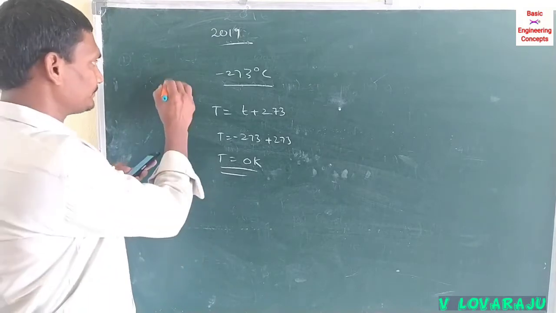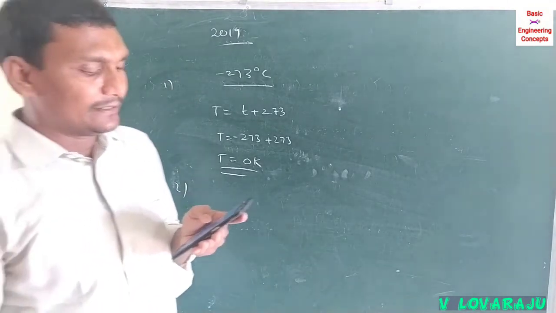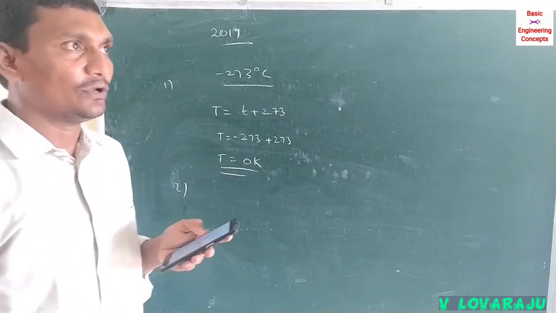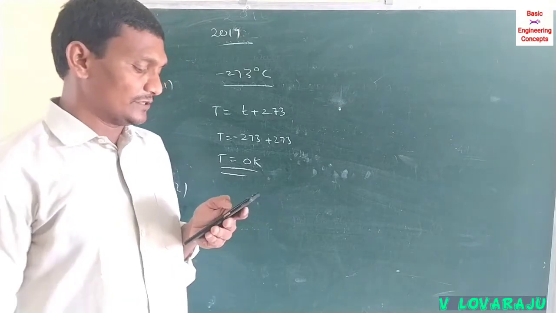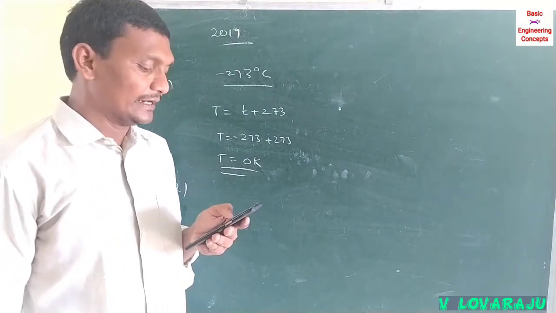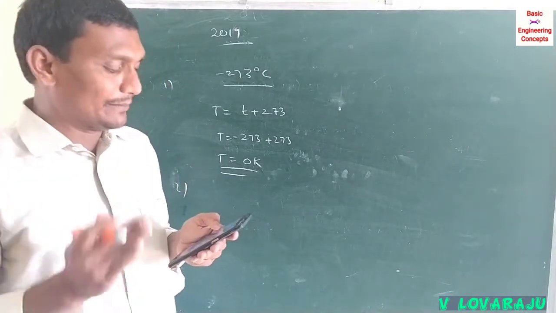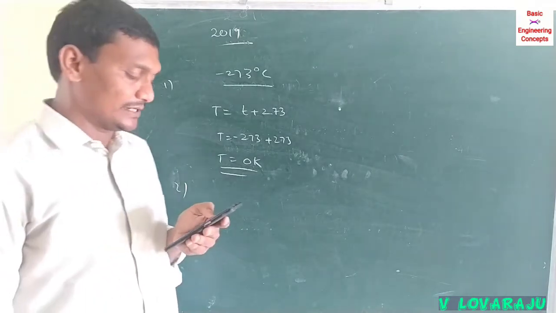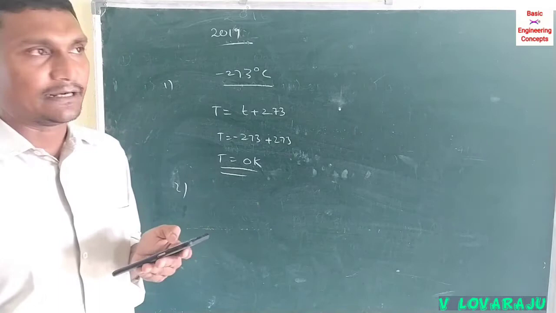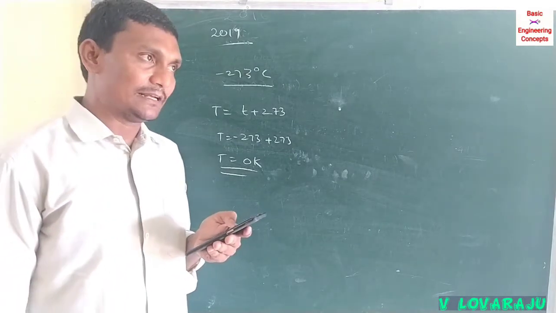The next one. Which among the following statements on temperature is false? First statement: it determines the direction of heat flow. Okay, it is correct, because heat always flows from the high temperature region to the low temperature region. Second one: it is a measure of thermal equilibrium. It is also correct. Temperature always gives the thermal equilibrium concept.